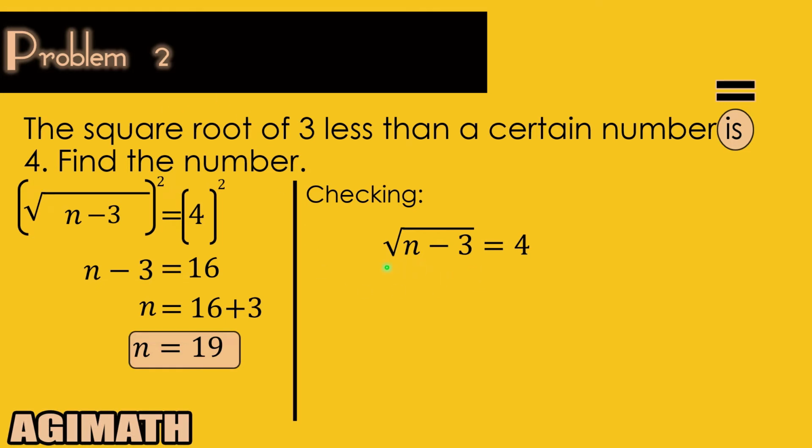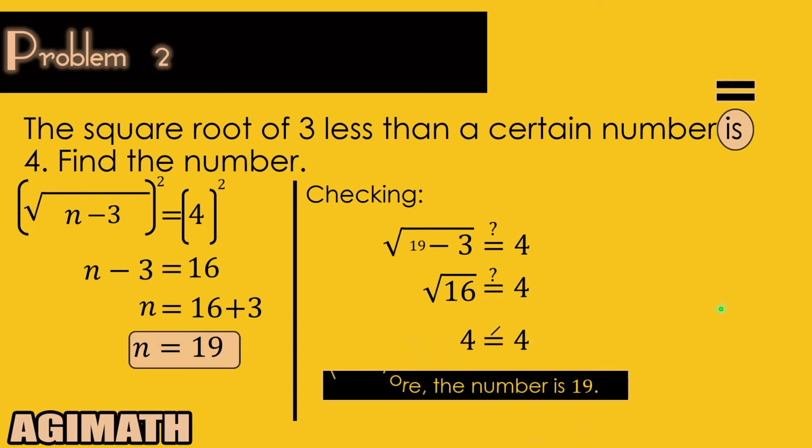Now we have the square root of n minus 3 is equal to 4. We just substitute with what we've got earlier. So n is equal to 19. So 19 minus 3, is it equal to 4? But what is 19 minus 3? That is equal to 16. But square root of 16, is it equal to 4? So what's the square root of 16? Square root of 16 is equal to 4. And are they equal? Of course. 4 is equal to 4. With that, we can conclude that the number is 19. And that is problem number 2. We proceed to problem number 3.